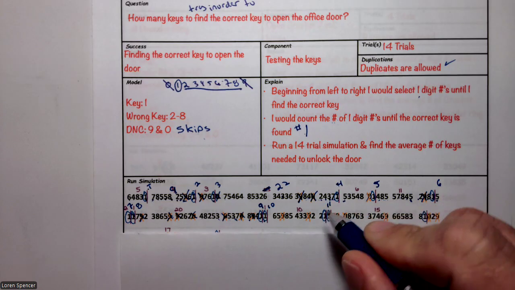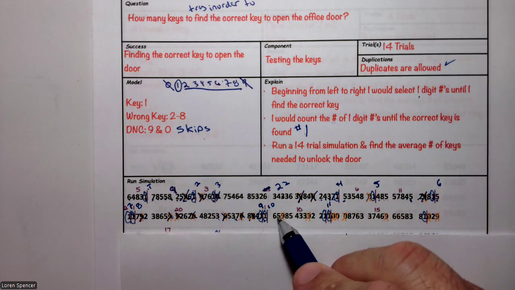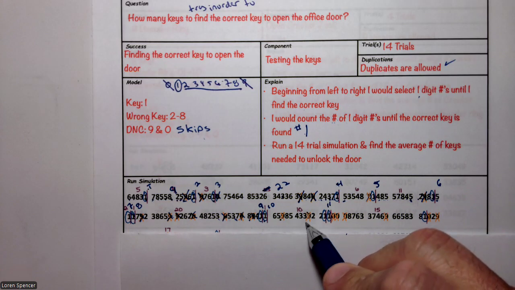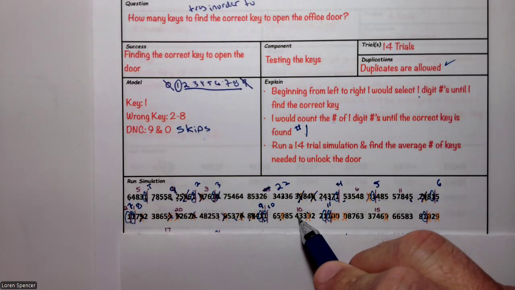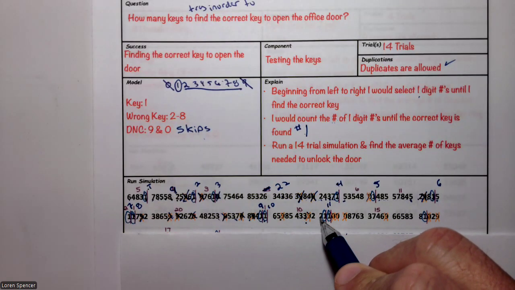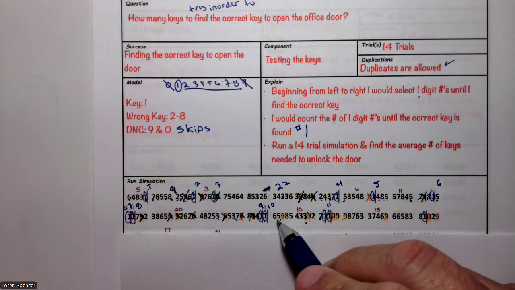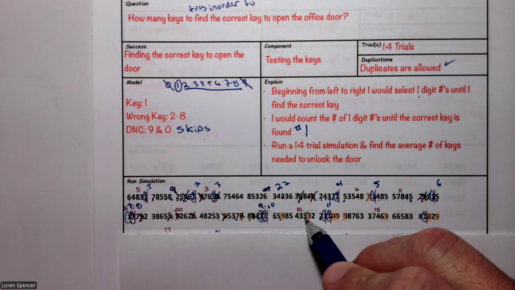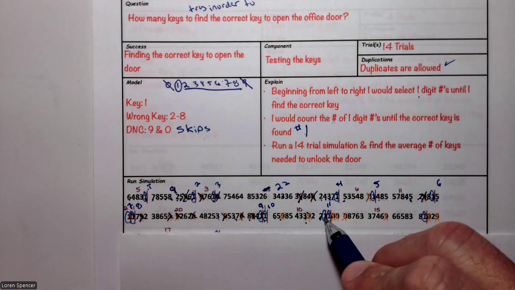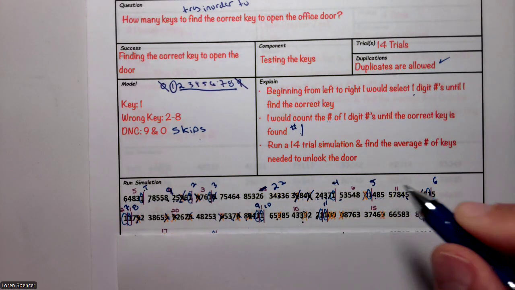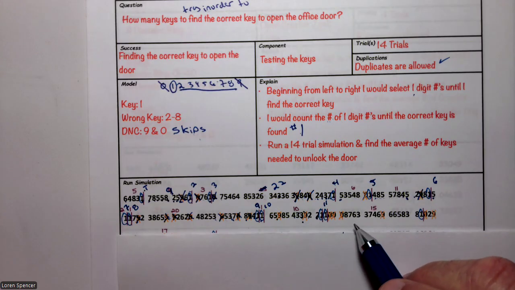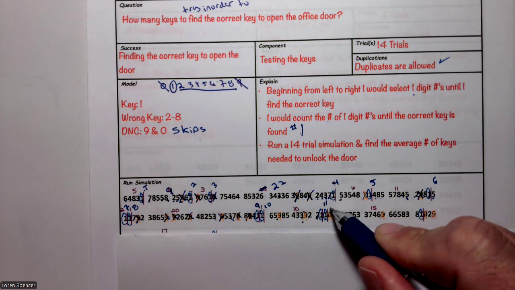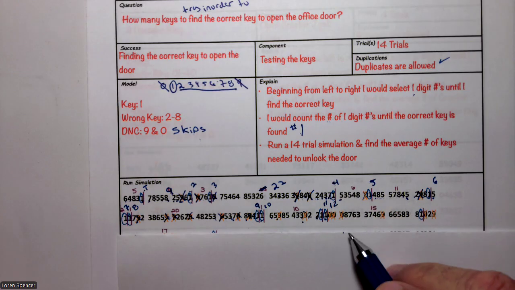Here it is. So in this case, 1, 2, 9 doesn't count. 9 doesn't count. So 1, 2, 3, 4, 5, 6, 7, 8. Let me try that again. 1, 2, 3, 4, 5, 6, 7, 8, 9, 10. 10 keys. Then this is trial 12. It only took 1 key.